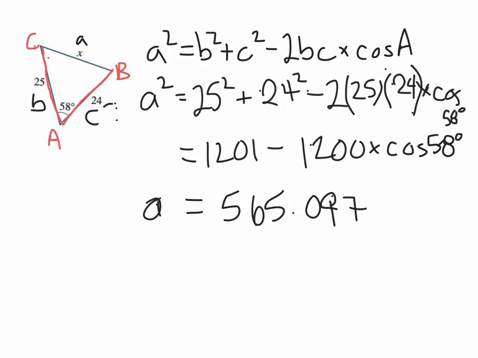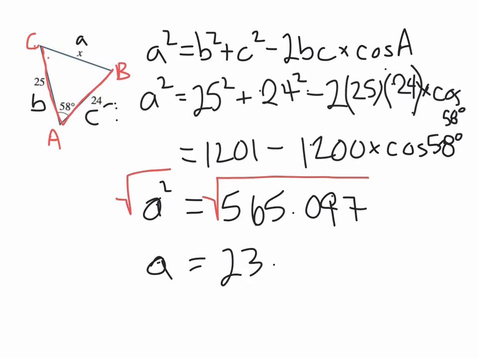This is what A squared equals. So to find what A equals, we need to make sure to take the root of our A squared value, which turns A squared into just A. On my calculator, I use the second function, root of the second function answer, equals, and I got 23.77.